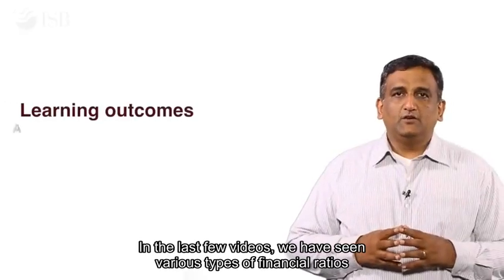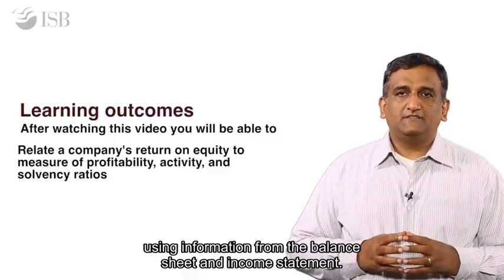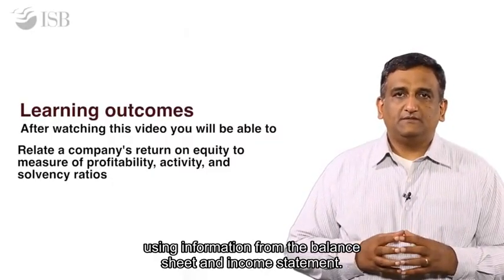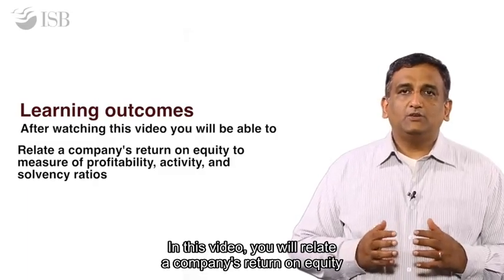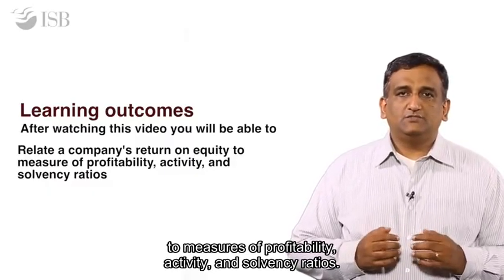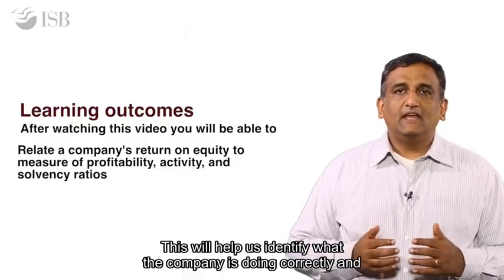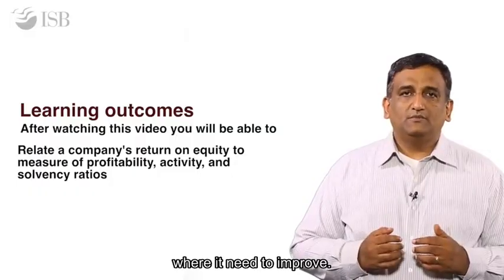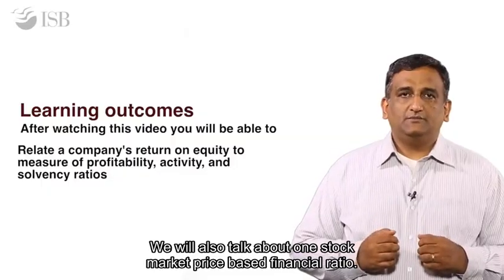In the last few videos, we have seen various types of financial ratios using information from the balance sheet and income statement. In this video, we will relate a company's return on equity to measures of profitability, activity, and solvency ratios. This will help us identify what the company is doing correctly and where it needs to improve. We will also talk about one stock market price based financial ratio.